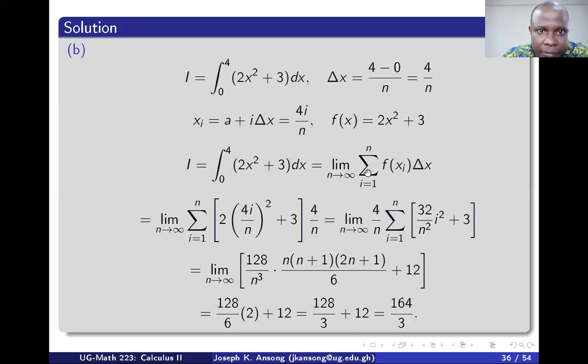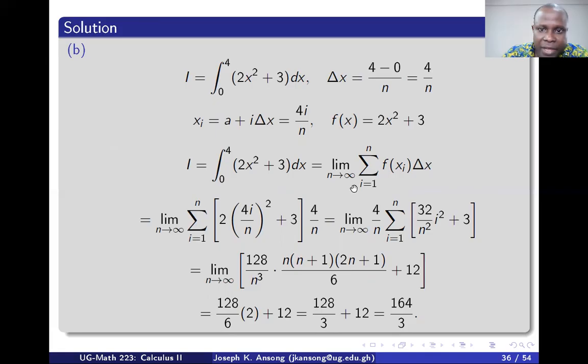The second problem, the B part, says that we should use Riemann sums to compute this. So we're going to do the same thing. Here, our interval is from 0 to 4, a is 0, b is 4, so I have delta x to be 4 over n. I'm using the right endpoints again. A is 0, delta x is 4 over n, so I have 4i over n. My function now, f of x, is given by this, 2x squared plus 3.